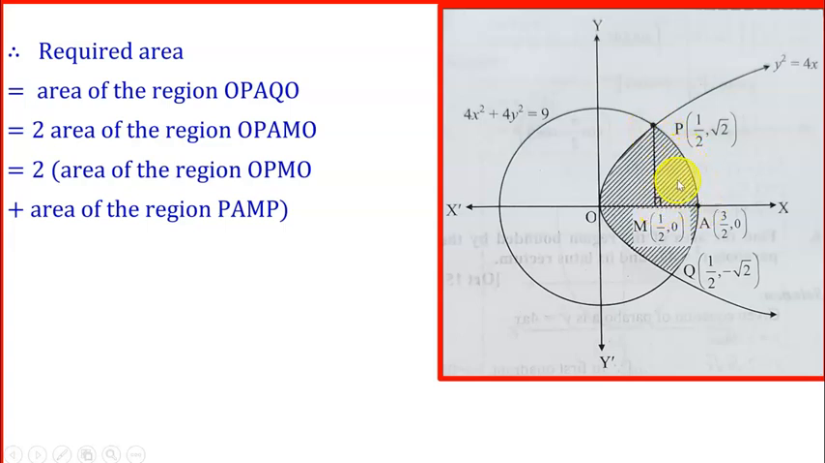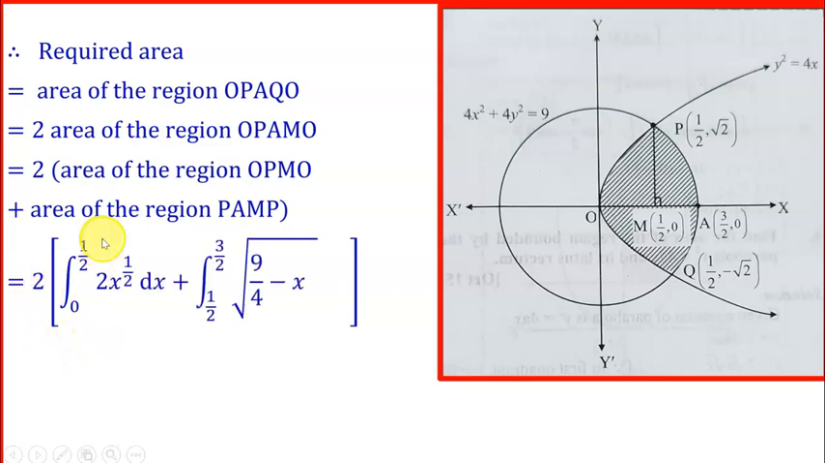Area below the circle. Therefore, that is equal to 2 in bracket, integral 0 to 1 upon 2. It means the value of x varies from x equals 0 to x equals 1 upon 2, and the area below this parabola.